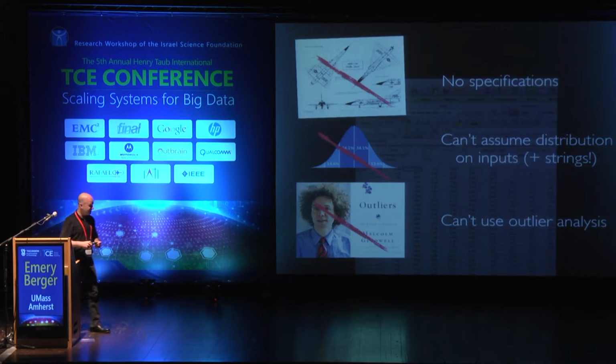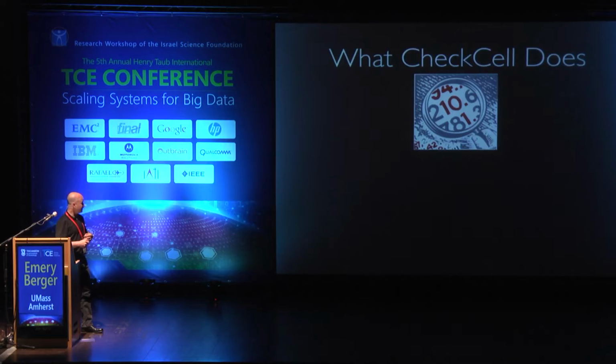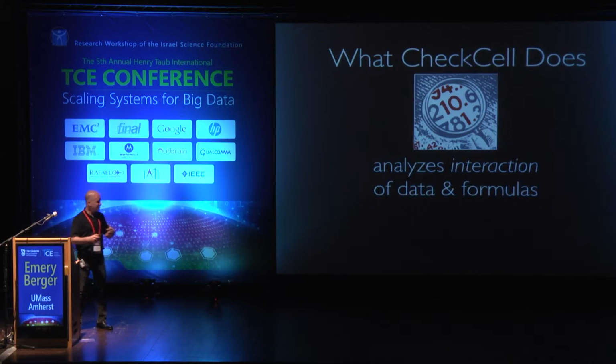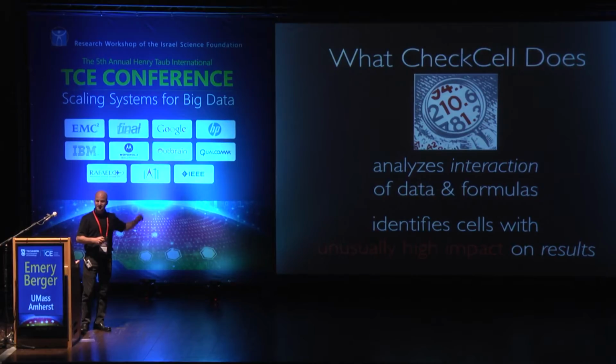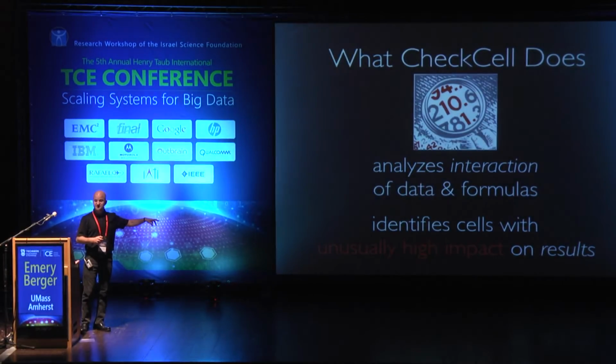So that's really unfortunate. So what our tool CheckCell does is that it combines, much in the way that was described by Martin in the previous talk, program analysis and statistical analysis. CheckCell actually analyzes the interaction of data and the formulas. So it doesn't just look at the data, it doesn't just look at the formulas, it looks at them both. And it identifies cells that have an unusually high impact on the results, that is to say, the outputs of the functions themselves.